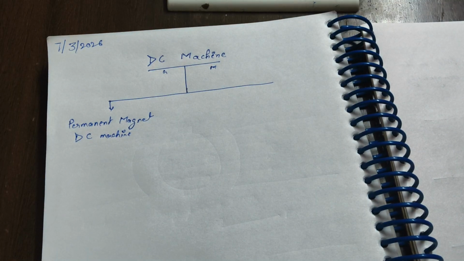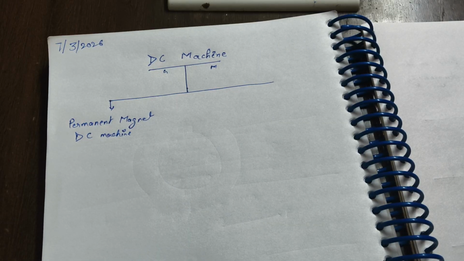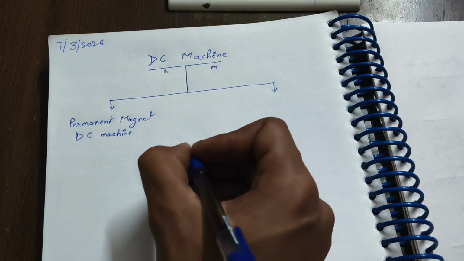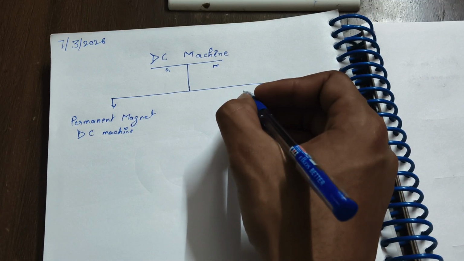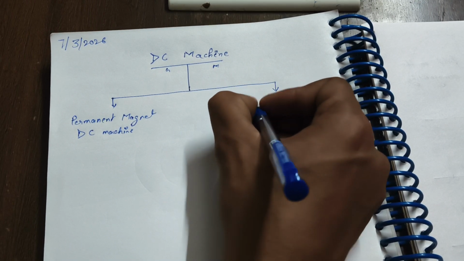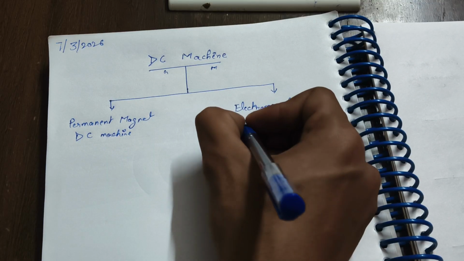The permanent magnet machine is the one where the field poles have no field winding. These are simply permanent magnets or magnetic poles. They are not energized by the supply in any case. They have their own magnetic flux. The second one is the excitation type, or electromagnetic DC machine.